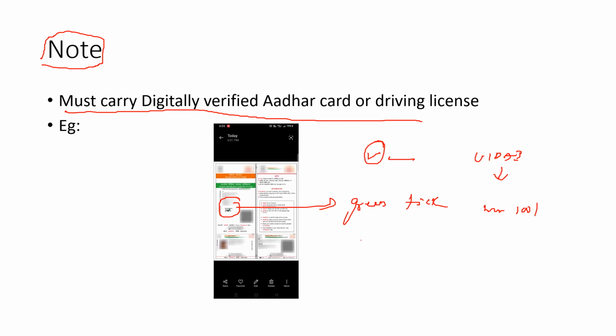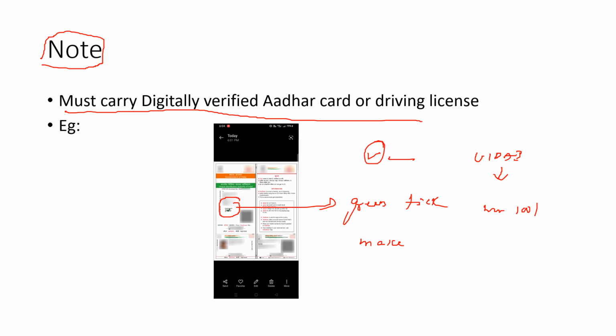But make sure you are maintaining the correct address and spellings, whichever is matching, your name matching with SSC and your exact address. It is better to take that ID only.